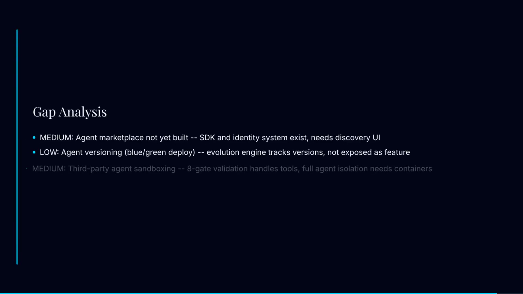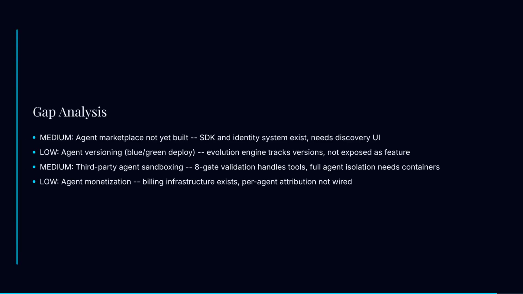Gap analysis. 4 gaps. Medium, an agent marketplace has not been built yet. The SDK and identity system exist. What is missing is a discovery and installation UI. Low, agent versioning with blue-green deployment. The evolution engine tracks versions internally, but hot swapping is not exposed as a feature.